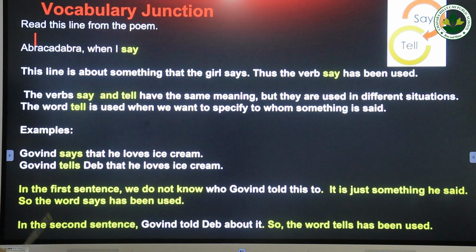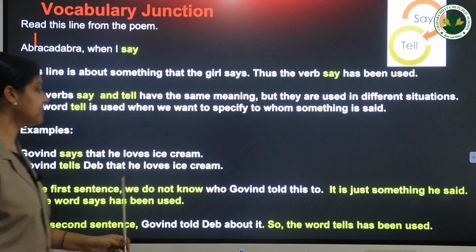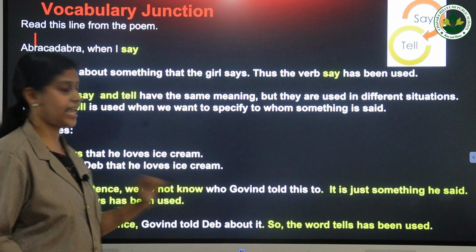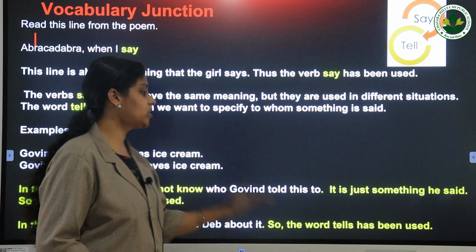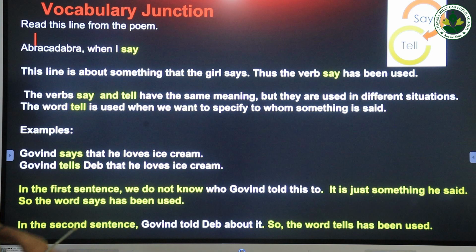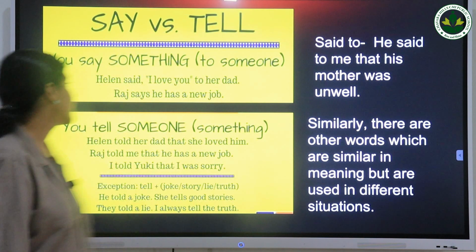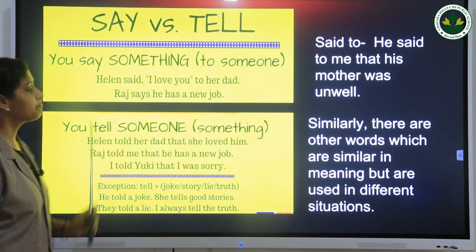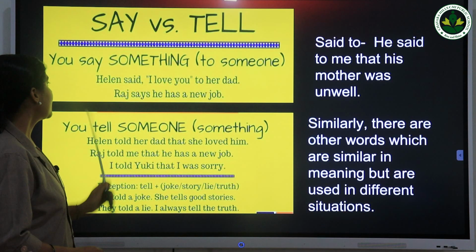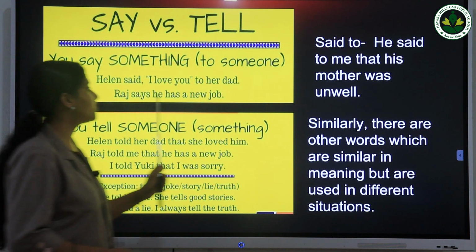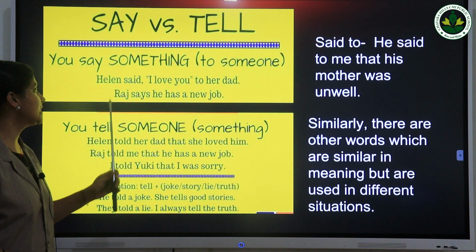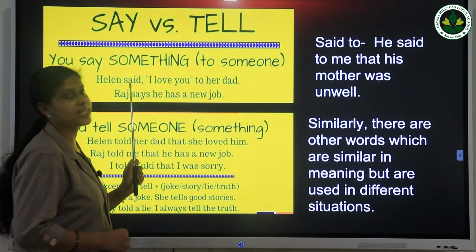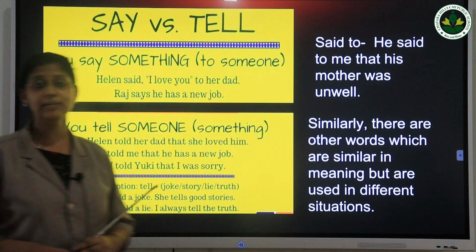In the second sentence, Govind tells Deb that he loves ice cream. Govind told Deb about it. So the word tells has been used. Now let's check some more examples. Say versus tell. You say something to someone. For example, Helen said, I love you, to her dad. Here you can see said is used. Said is a past form of the verb say.